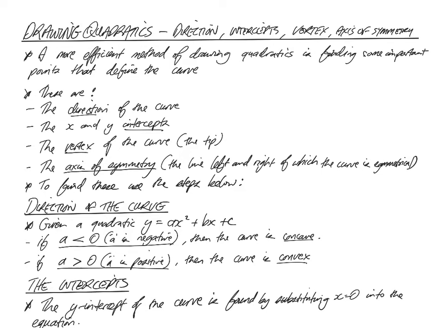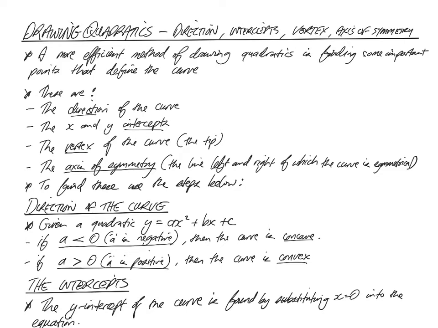This is another video on drawing quadratics, but a different technique where you find the direction, intercepts, vertex, and axis of symmetry, which I'm calling DIVA. This is a more efficient method of drawing quadratics, because a table of values can take a very long time. This way, you're finding some important points that define the curve of a quadratic.